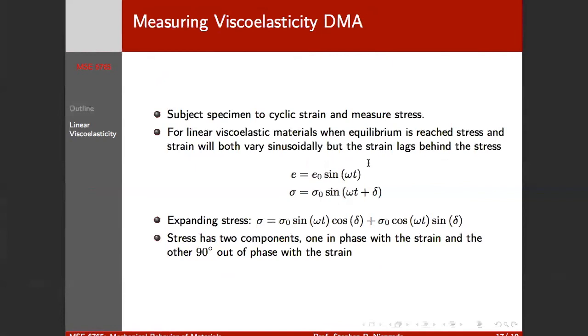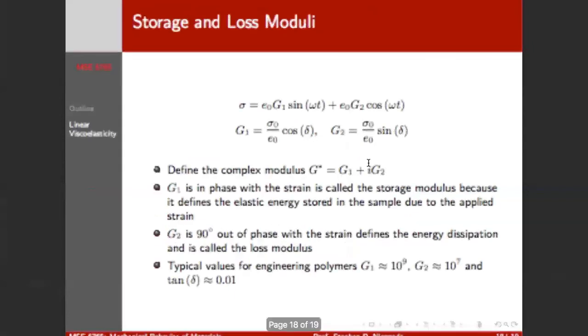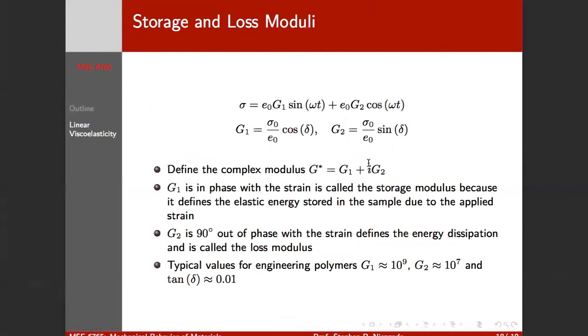Obviously on the first cycle, if there's an elastic component, that's going to come up. You keep cycling it, and eventually it reaches an equilibrium, where you're driving this and measuring the stress. They will both vary sinusoidally, but you'll have a lag. The stress can be decomposed into two components: one that's in phase with the strain, and the other that's 90 degrees out of phase with the strain.